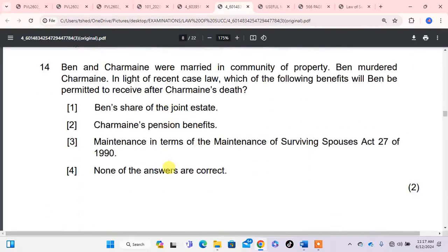Let's go to number 14. Question number 14: Ben and Charmaine were married in community of property. Ben murdered Charmaine. In light of recent case law, which of the following benefits will Ben be permitted to receive after Charmaine's death?